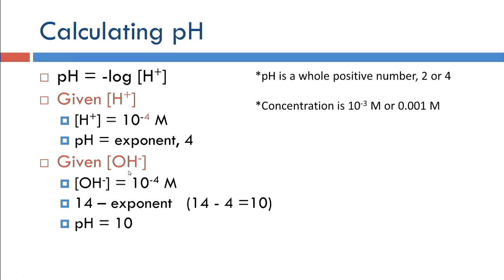If you're given the hydroxide concentration, and they tell you it's 10 to the negative 4, that's not the pH, that's the pOH if you said 4, right? So how do you figure out the pH? Remember, these exponents for hydrogen ion and hydroxide have to equal 14. So what is 4 from 14? It's 10. So hydrogen ion concentration would be 10 to the negative 10, which means the pH would be 10.